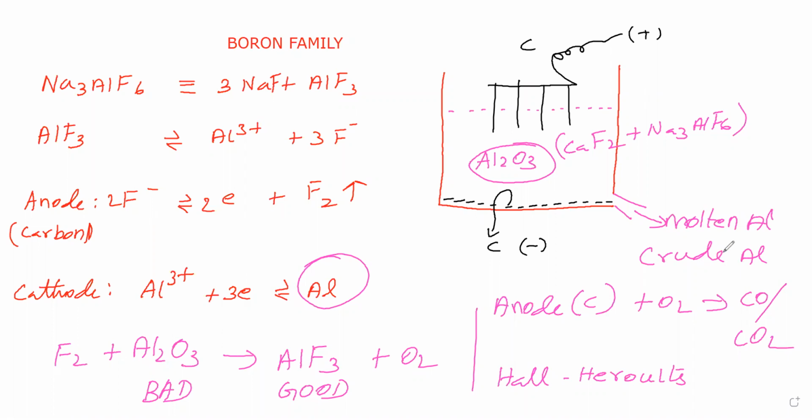Crude aluminum means it has impurities. This is a metal only, aluminum metal we got from the ore bauxite. But it is crude aluminum, which means it has impurities. So how to purify this? To purify this, we go for a purification method or refining method. That is also electrolysis. That method is called the Hoope's method.